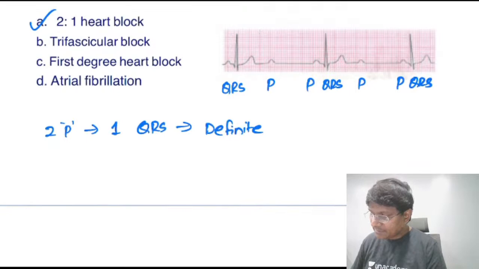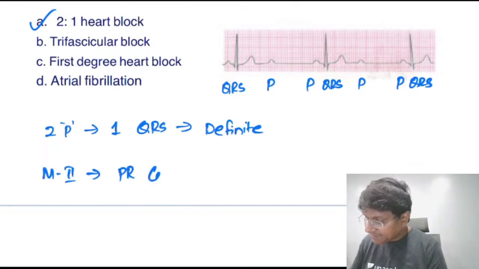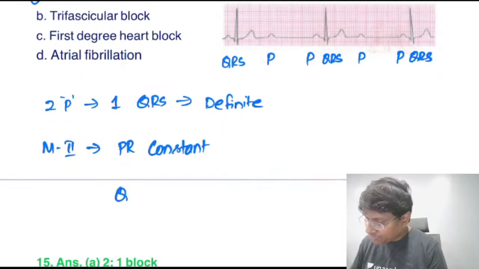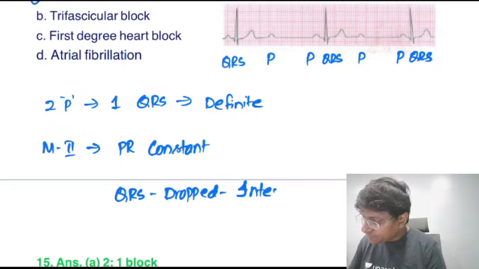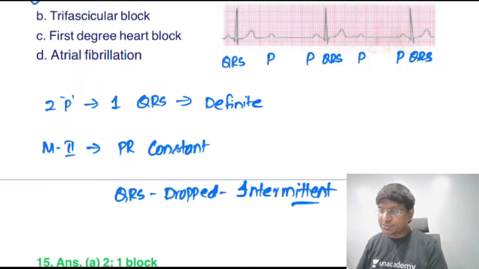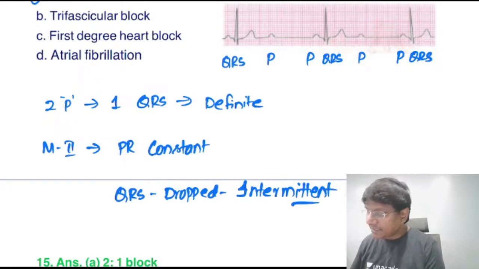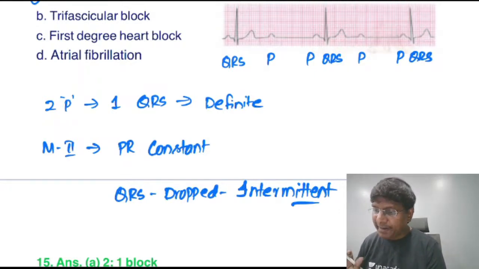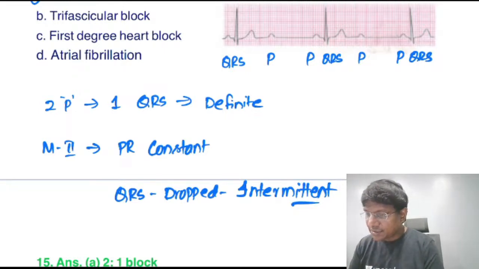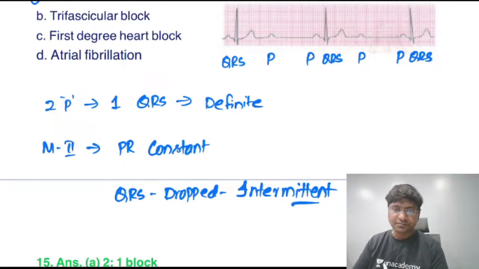Okay, mandatory. But whereas in case of Mobitz type 2 AV block, it is only the PR interval that will be constant, but the QRS which is being dropped occurs intermittently, and there is no pattern which is being followed. The QRS which is being dropped occurs randomly or intermittently. Yes, Venkatesh, did you understand this point?